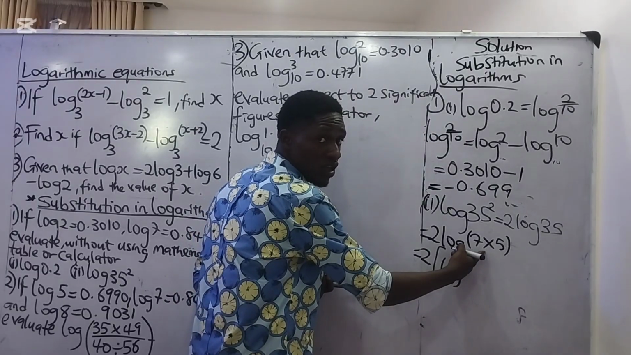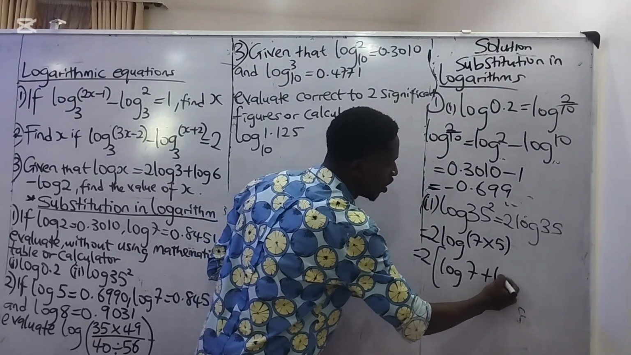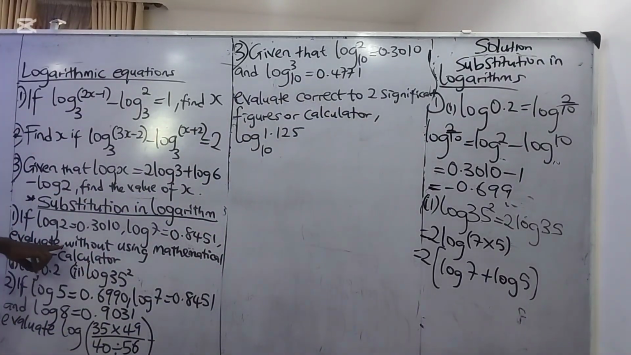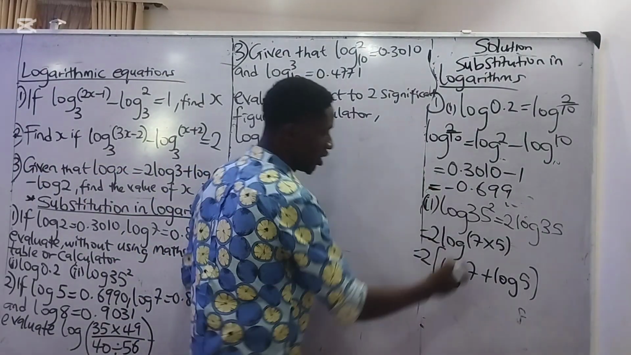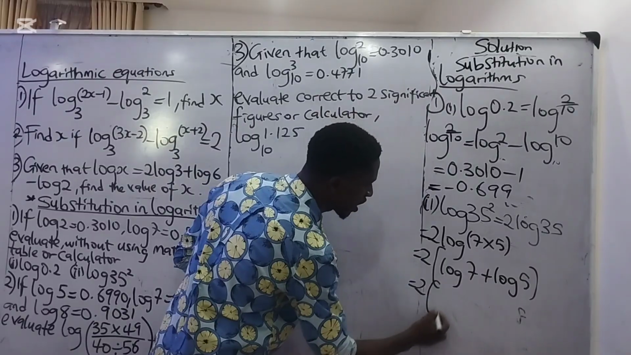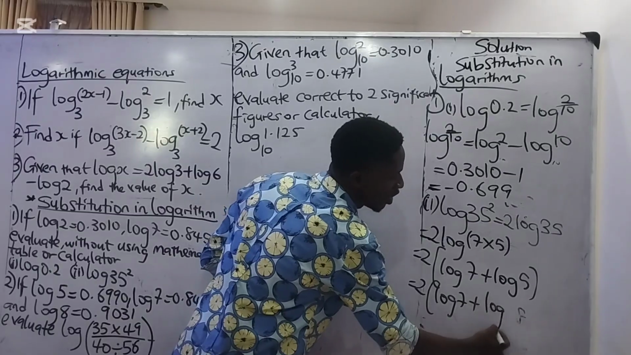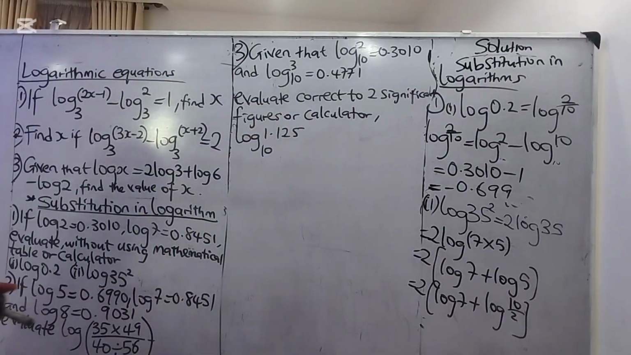What law are we going to use here? When you are multiplying, you are adding. So we have log 7 plus log 5. But there's a problem. We don't have log 5 here, but there's a way we can get it, using the idea of what we did here. So this is like 2 brackets log 7 plus log 5, which is the same thing as log 10 divided by 2. 10 divided by 2.